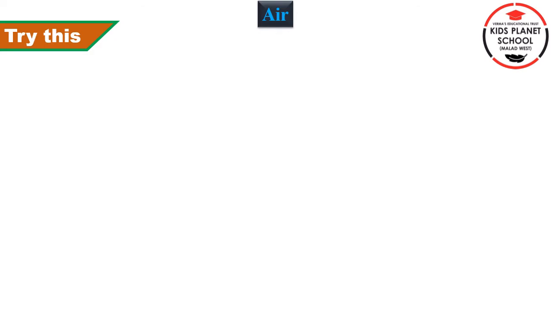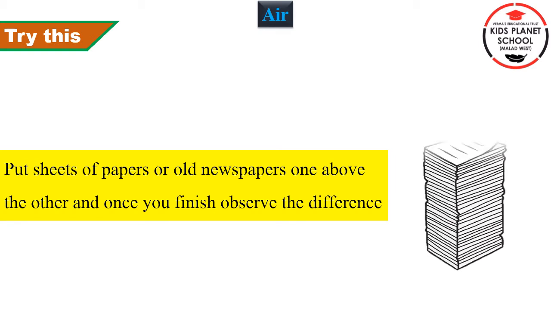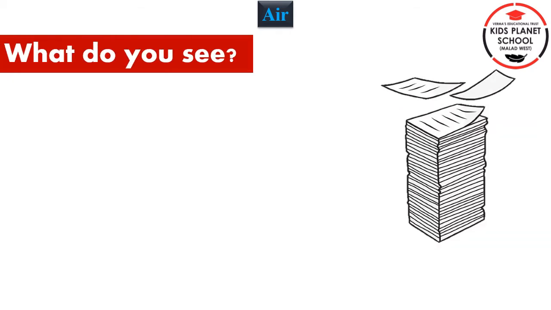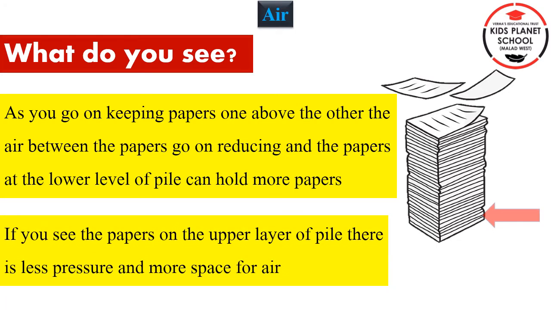Try this experiment. Put sheets of papers or old newspapers one above the other, and once you finish, just observe the difference. What do you see? As you go on keeping papers one above the other, the air between the papers goes on reducing. The papers at the lower level of the pile can hold more papers. If you see the papers on the upper layer of the pile, there is less pressure and more space for air.